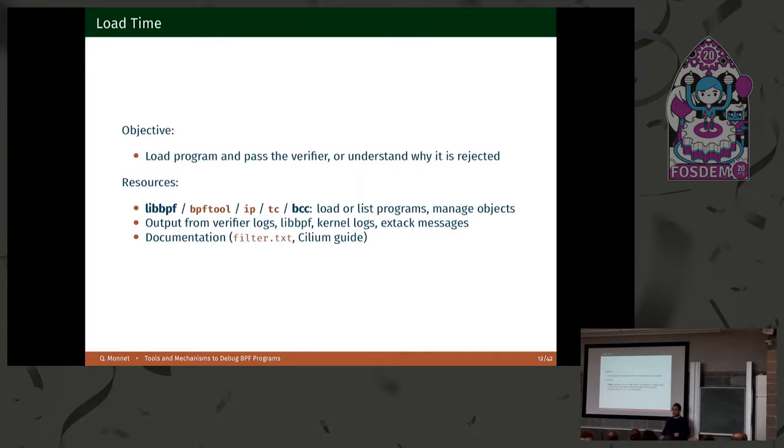So we have different things that can give us some information. We have the logs from the verifier. We have kernel logs sometimes for some specific BPF errors. For networking, we can have netlink stack messages from IP or TC, for example. And we have some places where we have documentation to understand those errors. So typically that would be the filter.txt documentation file in the kernel documentation, or the Cilium guide about BPF, which is really complete.